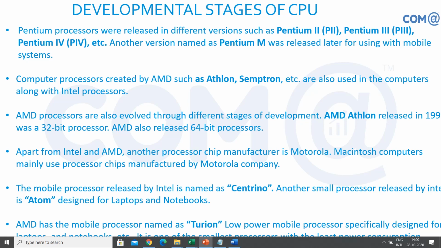Apart from Intel and AMD, another processor chip manufacturer is Motorola. Motorola did not become famous or get used by many residential or corporate customers, but it was still utilized by some people. The mobile processor released by Intel is named Centrino, and the Atom processor was designed for laptops and notebooks. This is an interview-based question, so we have to note it down. AMD also released a processor for mobile, called Turion. It is a low power consumption, high efficiency processor, used a lot in mobile devices.